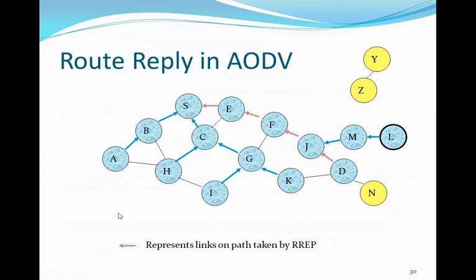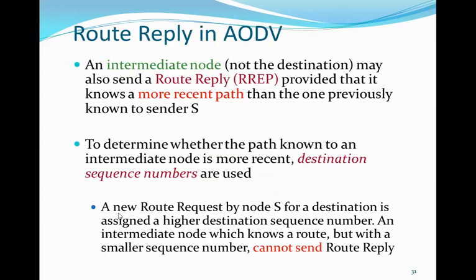Now it is the responsibility of node D to prepare the route reply and then follow the same path to deliver the route reply to node S, which is the source node. So here you can see the red link represents the path that is taken by the route reply to deliver data or information to the source node.